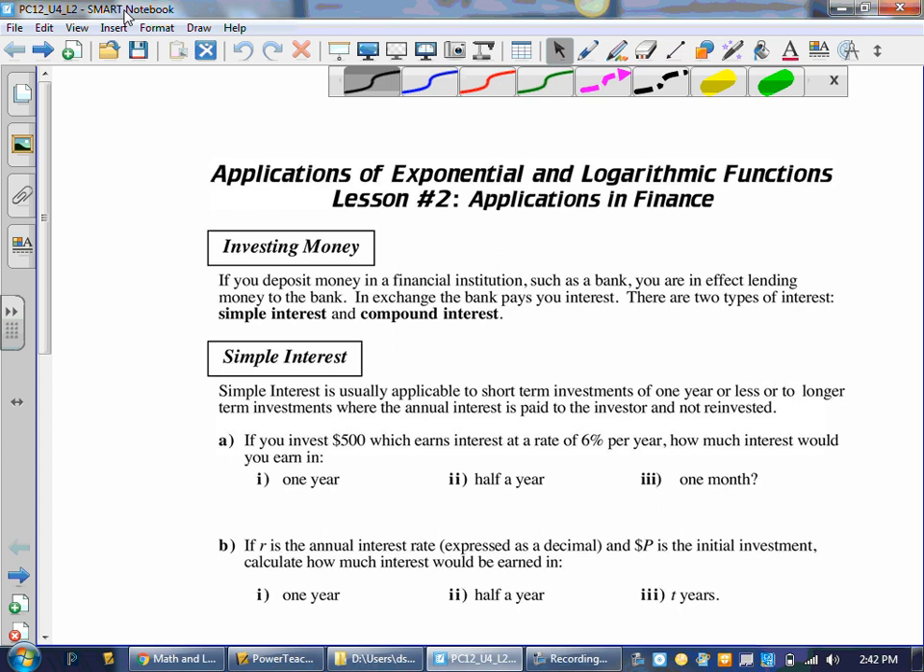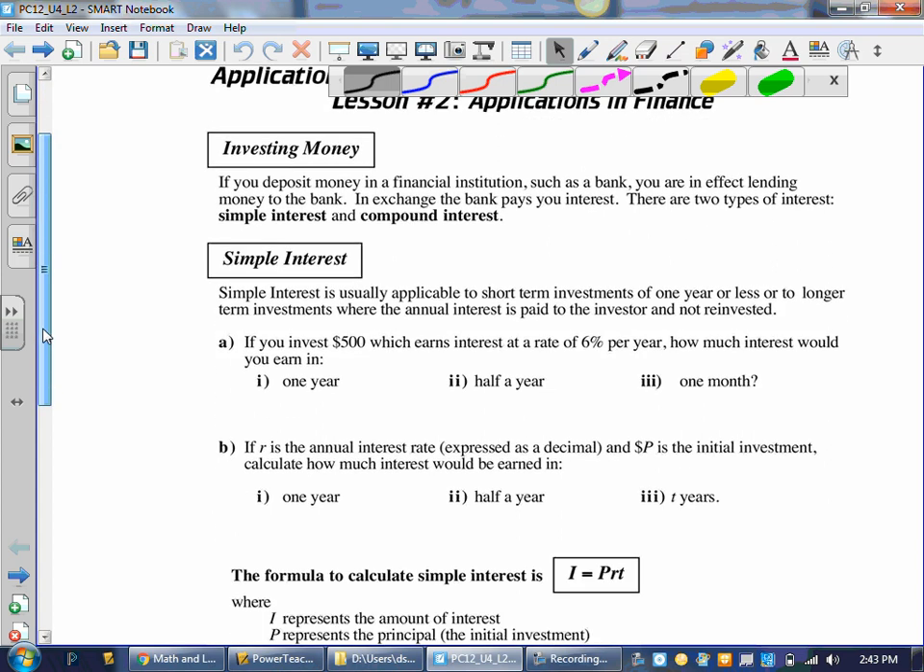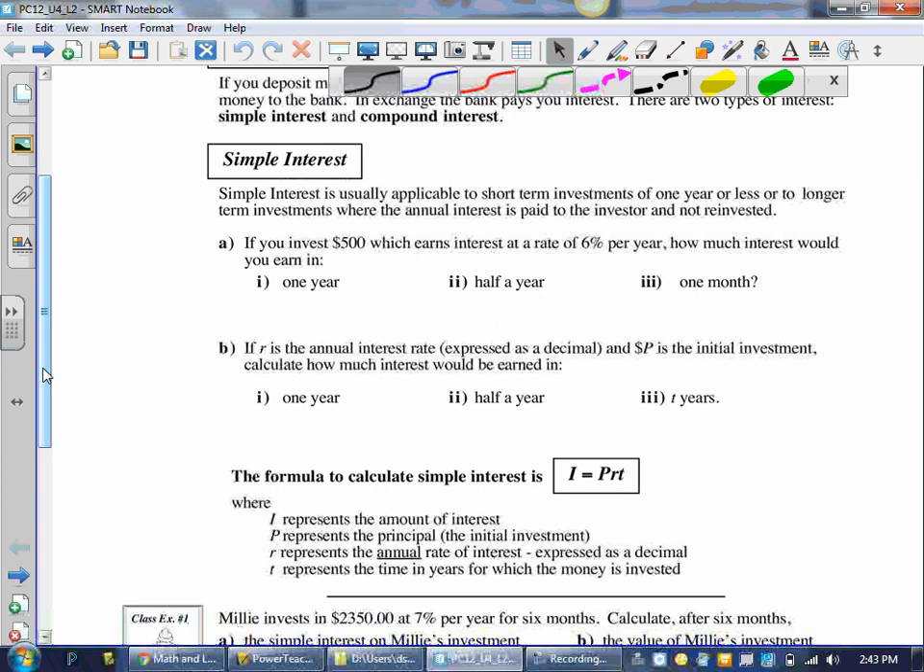So if you took finance with me, you will have seen these two interest formulas. If I just read this first one, it says investing money. If you deposit money in a financial institution such as a bank, you are in fact lending money to the bank. In exchange, the bank pays you interest. There are two types of interest, simple interest and compound. So simple interest is a very basic equation. You simply earn interest on what you invest, and that's it.